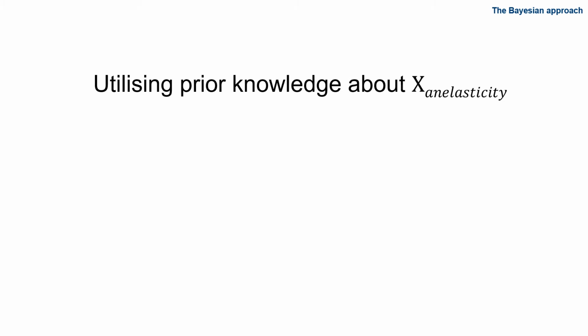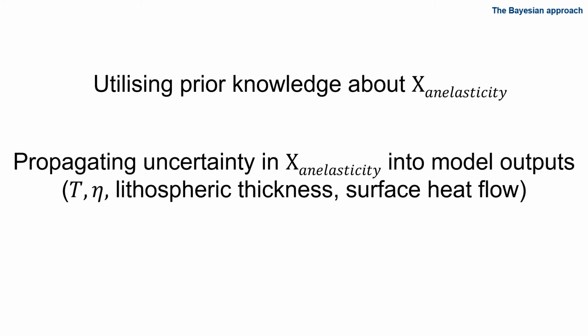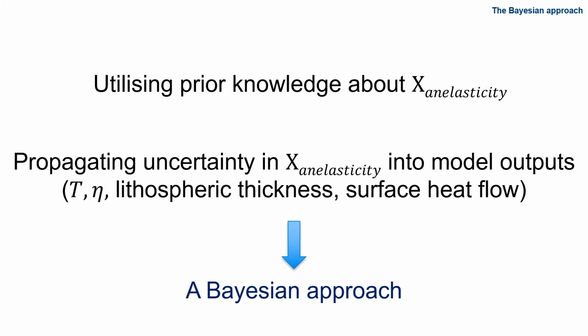In designing an inverse framework to model this problem, we wanted to capture the prior knowledge from the literature about the anelasticity parameters. Since we wish to produce 3D, self-consistent maps of Antarctic structure with properly quantified uncertainty, we needed a framework that allows us to naturally propagate uncertainty in the anelasticity model into uncertainty in the model outputs. And this uncertainty should take into account the covariance structure in the model space. This meant that a Bayesian approach was the most logical way to tackle the problem.